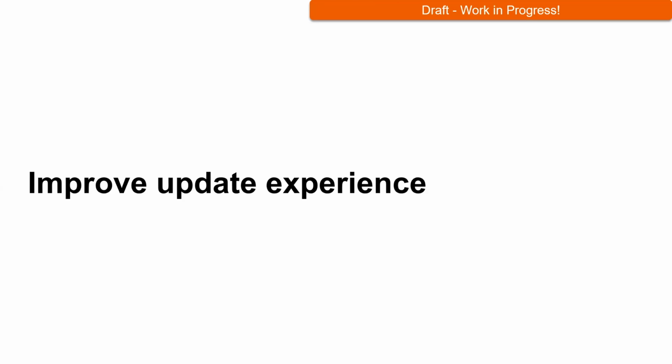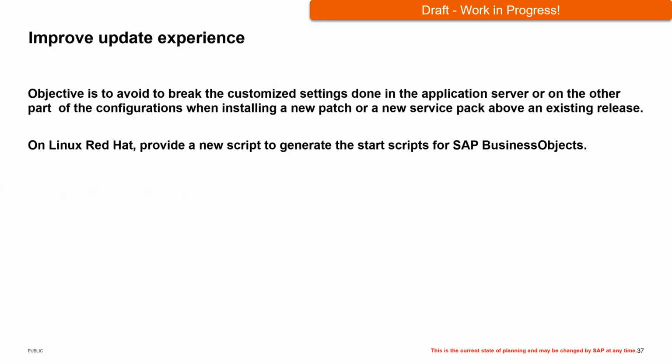Improving the update experience, also key for us, right? Kind of an ongoing goal for us to continue to make sure that we don't do things like break anything that you've done along the lines of customized settings in the app server or other parts of your configuration. So we're trying to make sure that we've improved that and not going to break it when you do those movements and updates. And on Red Hat, we also have a new script that can generate start scripts for BusinessObjects. In fact, I was just at ASUG Tech last week talking with some of our Red Hat folks who used to be BOBJ, and they were kind of excited to see this as well.